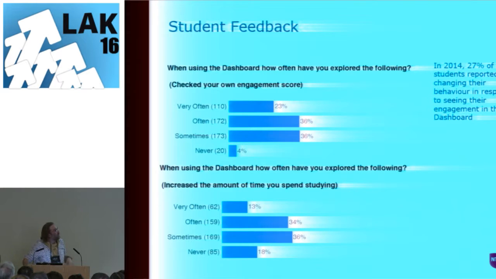And we asked a similar question in 2014. Just over a quarter of students said that they'd done something different as a consequence of seeing their data on the dashboard. Now, I freely acknowledge these are students who answered a survey, so I strongly suspect that they are biased towards a particular group of students. So very much, we do acknowledge that, and it's important to emphasise.